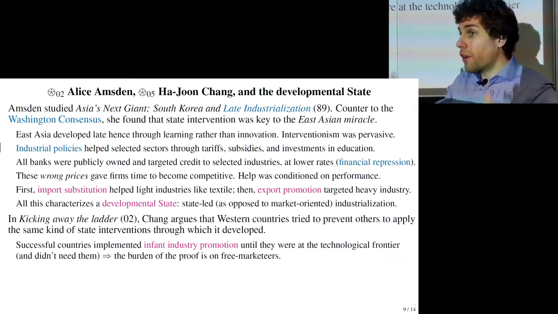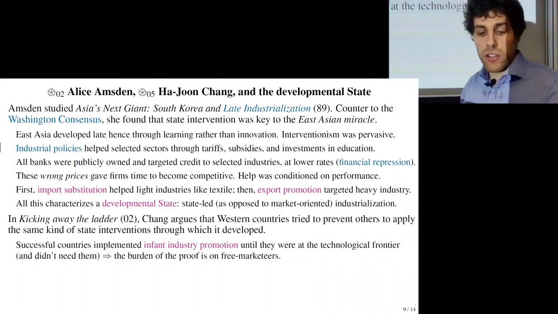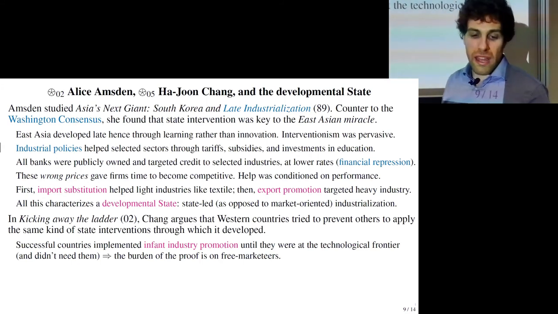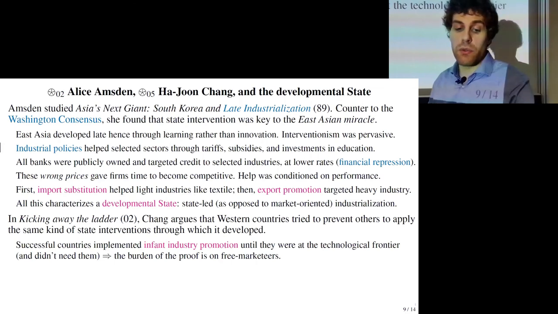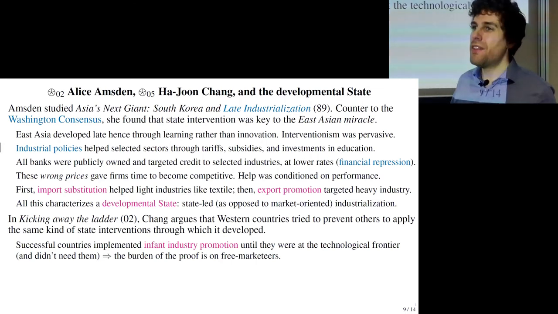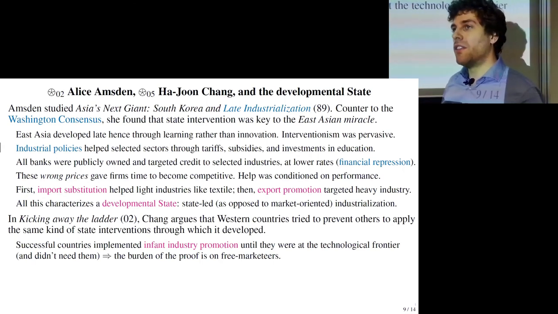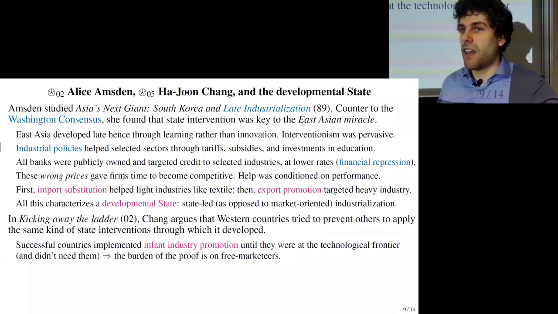This helps them learn, learning by doing. They become more and more competitive. And when they reach the technological frontier, then you don't need to protect them anymore. And you can remove tariffs. You can remove any kind of promotion of exports from the state, of infant industry promotion. And then you try kicking away the ladder and telling other countries that they should abolish tariffs. This is what the UK did in the 19th century.